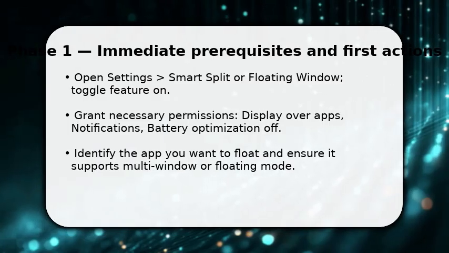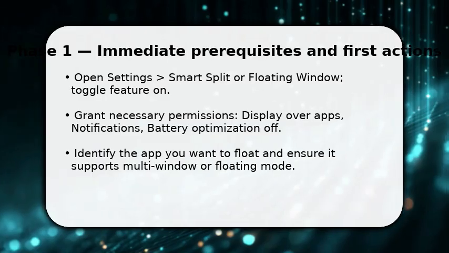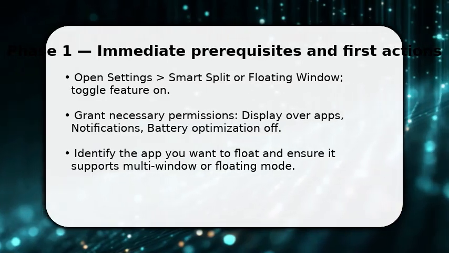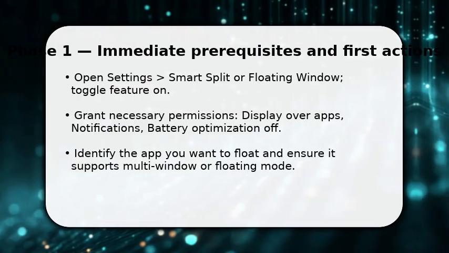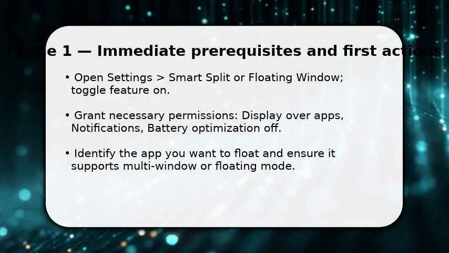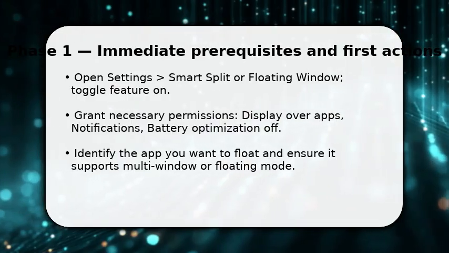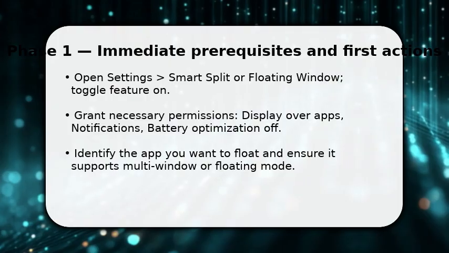You start by enabling the feature. Open Settings and go directly to Smart Split or Floating Window, then toggle it on. Make sure you grant display over apps permission, otherwise the float won't appear. Also, turn off restrictive battery optimization for that app so the window stays active.